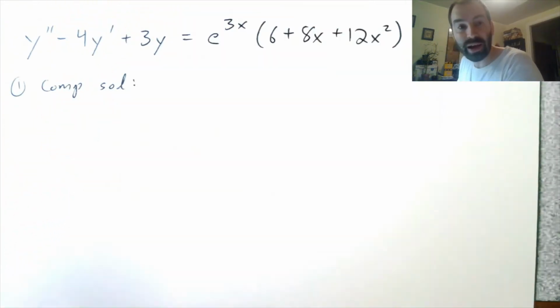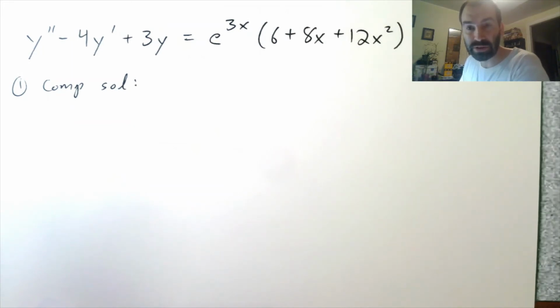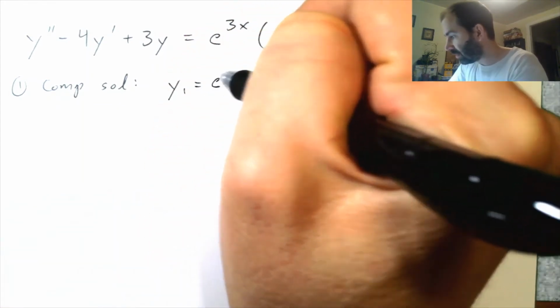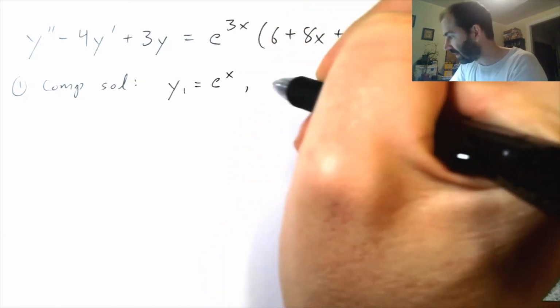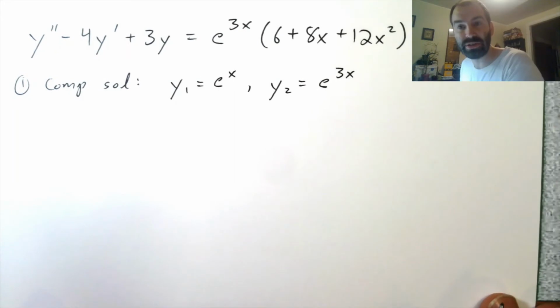So please do that on your own. All right? So work that out. Find the complementary solutions. Pause the video. And 3, 2, 1. You should have gotten e to the x and e to the 3x as your complementary solutions.